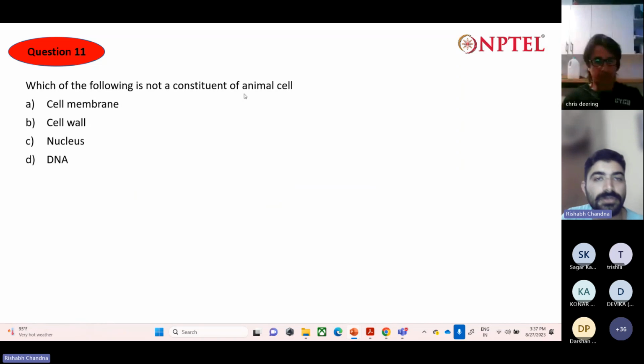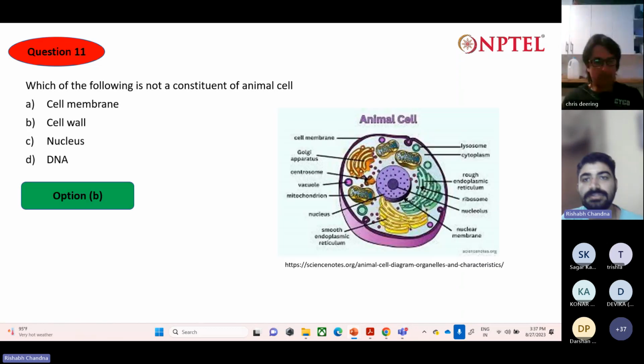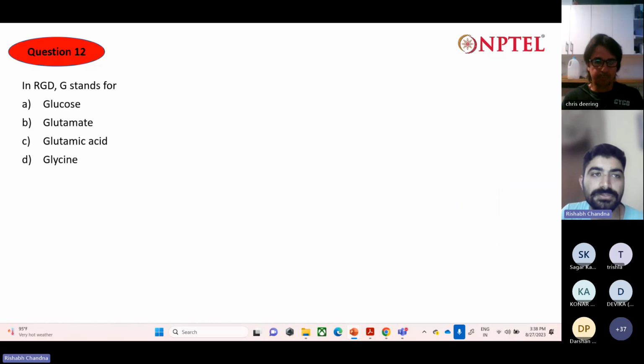Which of the following is not a constituent of animal cell? So this is a simple question. Cell wall. Yes, so cell wall is not present in the animal cells. This is the basic structure of the animal cell that we know. So it has cell membrane and all the other organelles except chloroplast, as well as cell wall. And many of the functions are different from the plant cell that we'll not discuss in this particular slide, because this is out of context. So let's move on to the next question.